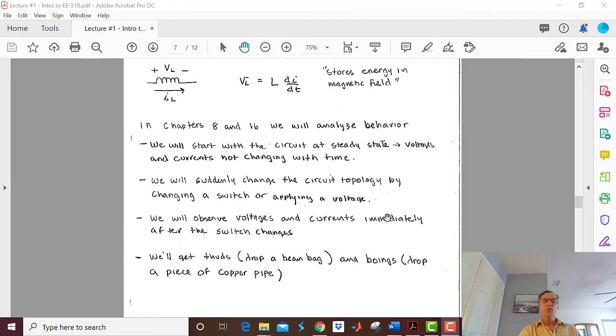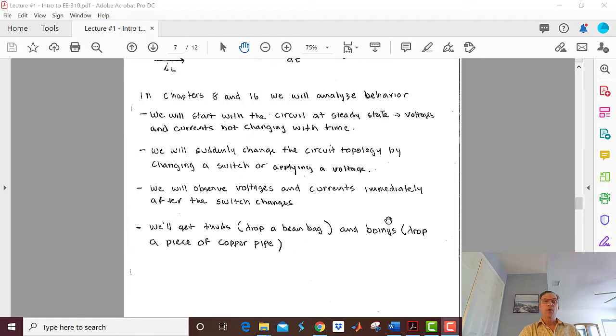And we're going to see that we're going to get thuds. What I like to do in class, I drop one of my juggling bean bags because sometimes the circuit goes thud and, you know, we get the change and there's no overshoot or ringing or anything like that. Or we'll get a boing. And for a boing, I like to drop a little piece of copper pipe so you can hear it go bing, because the boing is the musical tone that you get. Boing. See it die out? Boing.